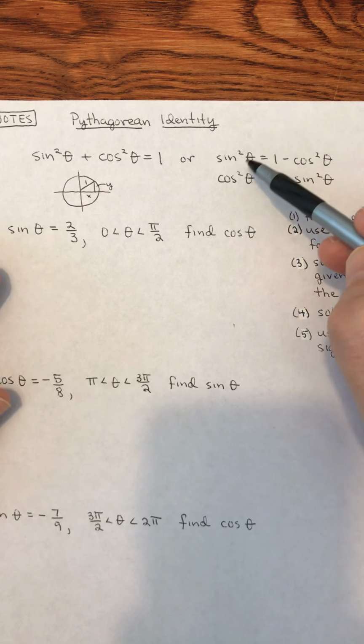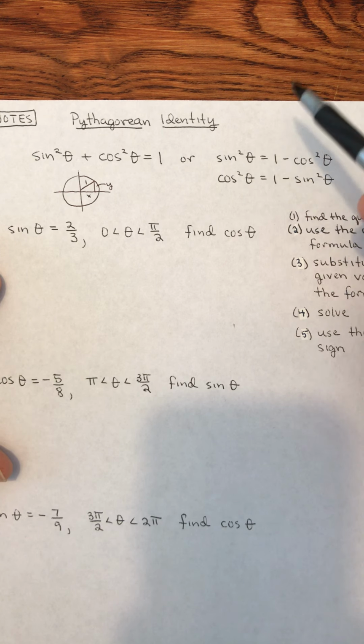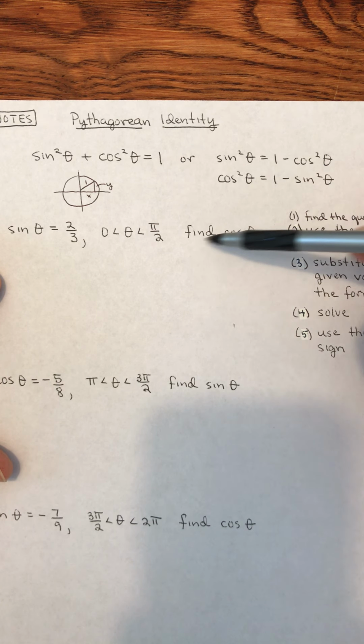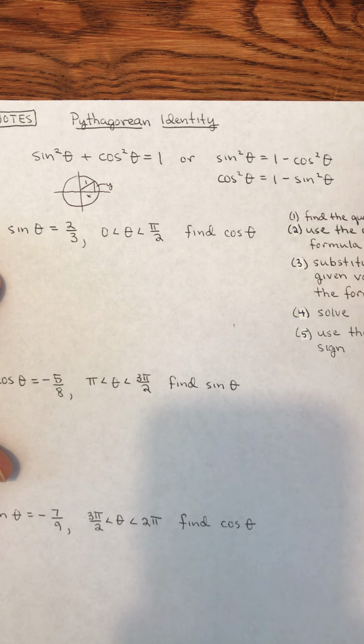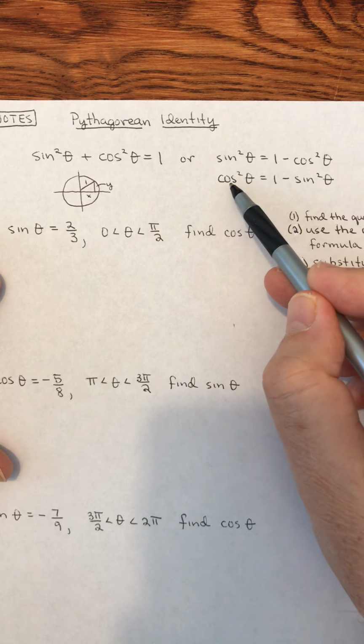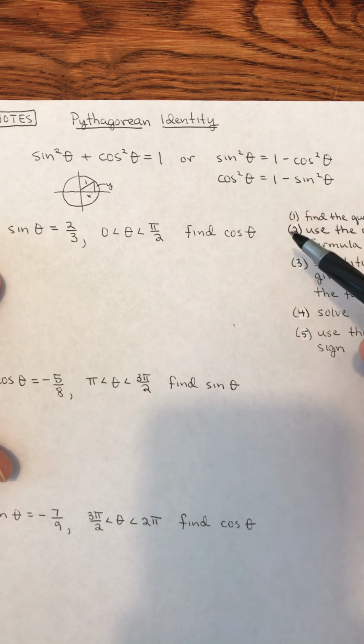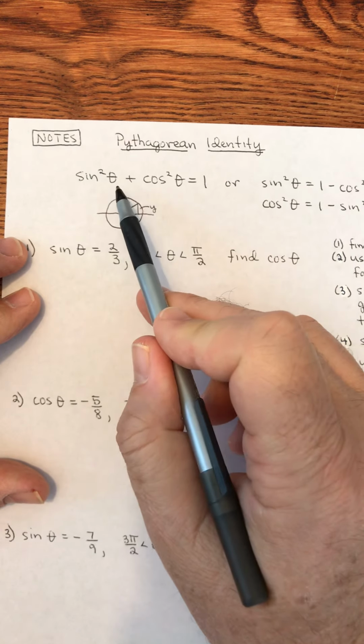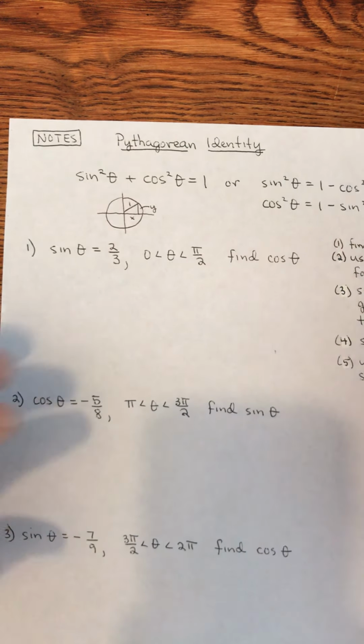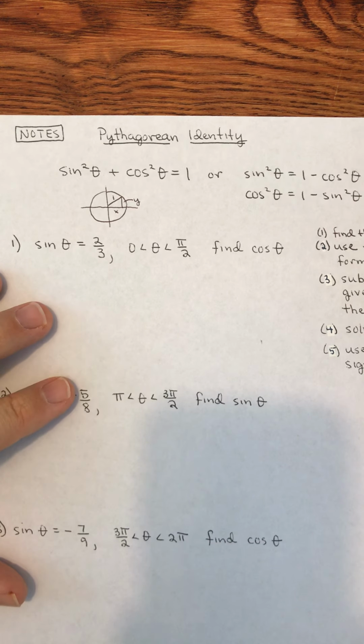If I subtract sine squared from both sides, I get this one. And I will use these for some of these examples because on this first one, find the cosine of theta. Well, if I don't know cosine of theta, but I do know sine, I'm going to use this one. I could always use sine squared plus cosine squared equals 1 and just solve for the missing term.